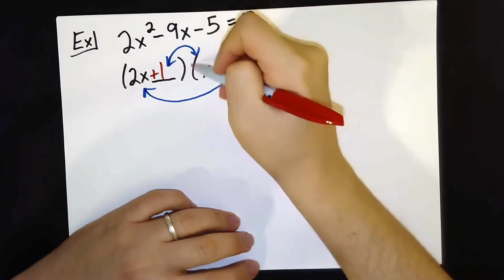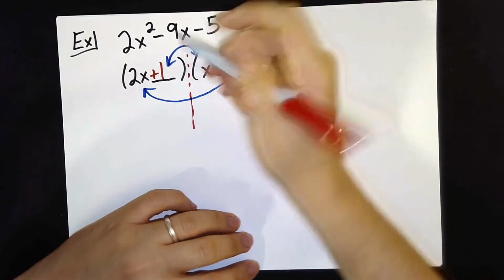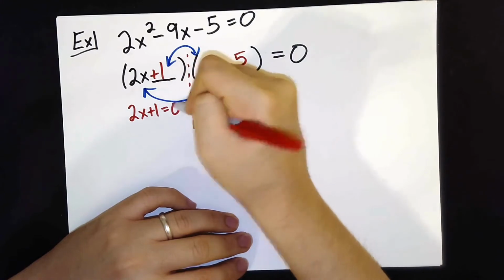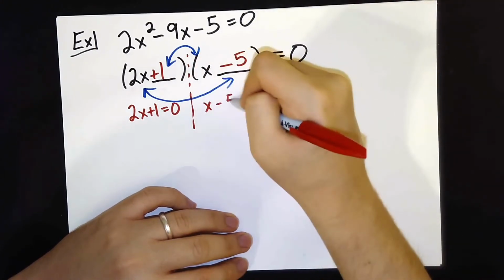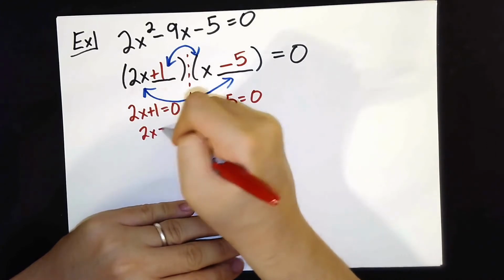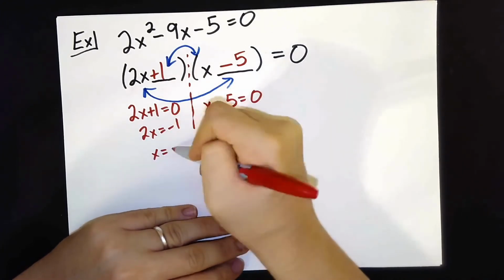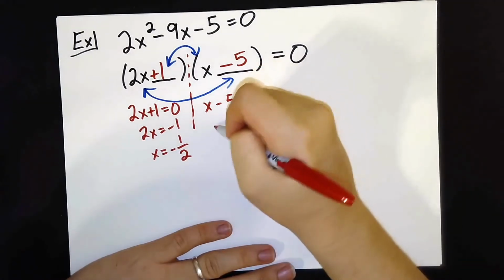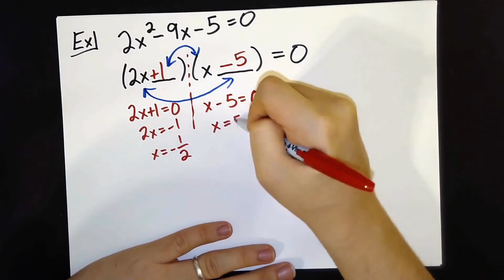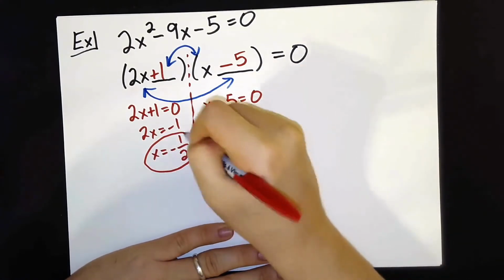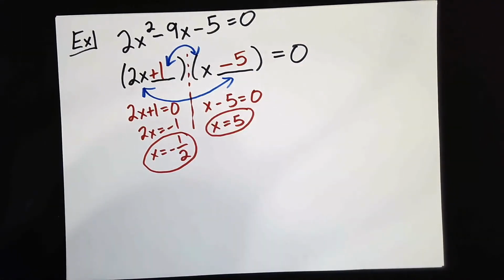And this will give me my two solutions, where I again break this up as 2x plus 1 equals 0, and x minus 5 equals 0. So this will give me 2x is minus 1, which says x is minus a half. And this over here will give me x equals 5. Those are my two solutions to this equation.